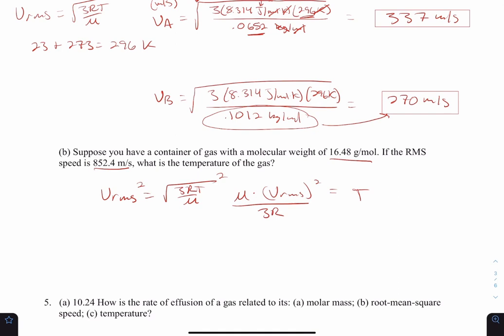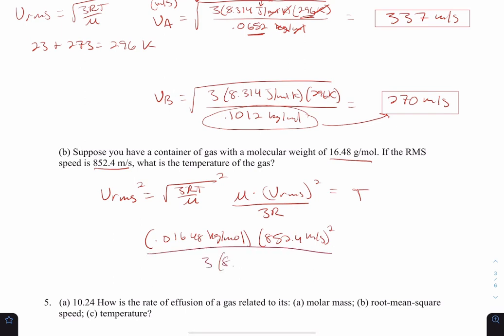Then I'm just going to plug in the values. So the molar mass, remember, is 0.01648. I want to make this into kilograms, so I moved the decimal over 3 places. So kilograms per mole. And then the root mean square speed is 852.4 meters per second, and that's going to be squared. And then I'm going to divide this by 3R, and the R constant, remember, is 8.314 joules per mole Kelvin. You can cancel out the units if you would like, but ultimately, if you did that correctly, you should get about 480 Kelvin as the correct temperature.